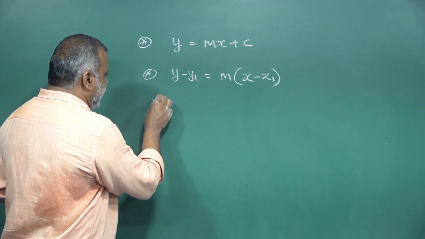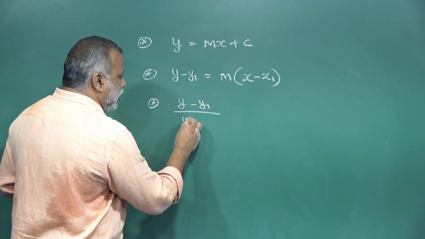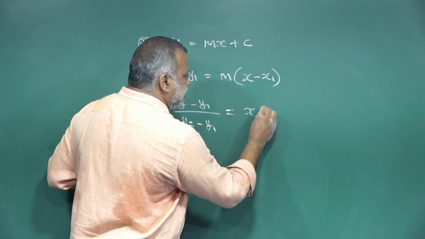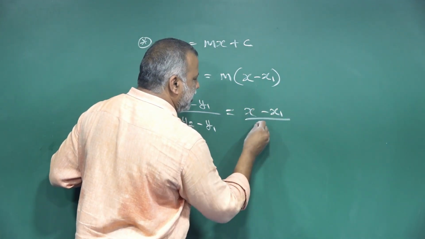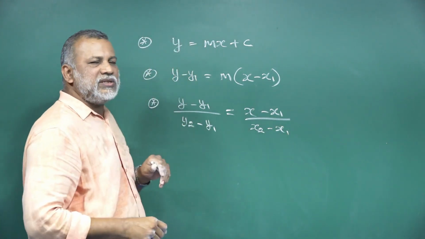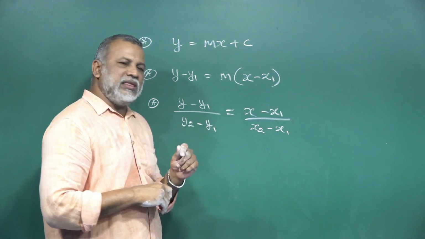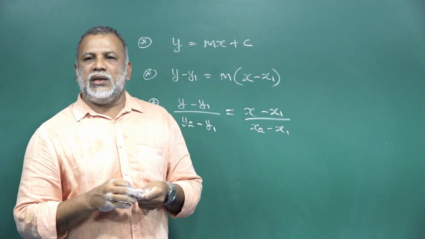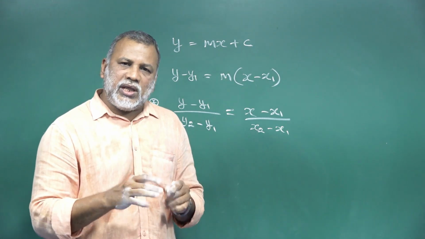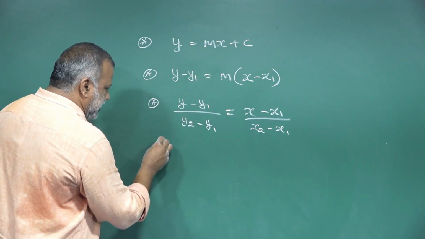See the third one: (y minus y1) divided by (y2 minus y1) is equal to (x minus x1) divided by (x2 minus x1). This is also the equation of the straight line you used in your lower classes. This is nothing but the equation of the straight line joining any 2 points. We already used it in your 10th standard itself.